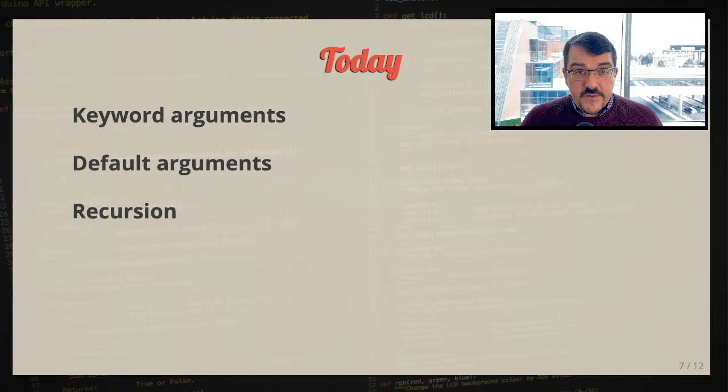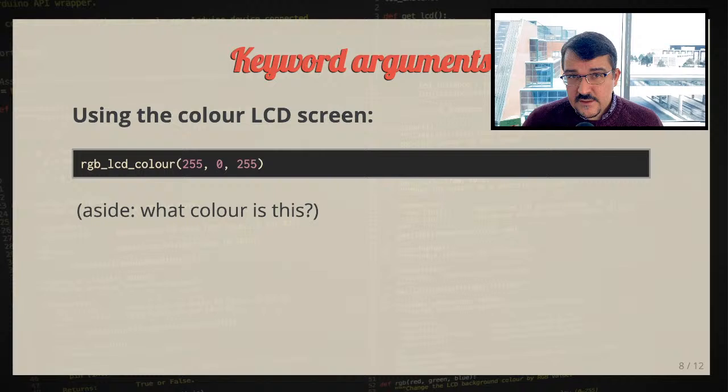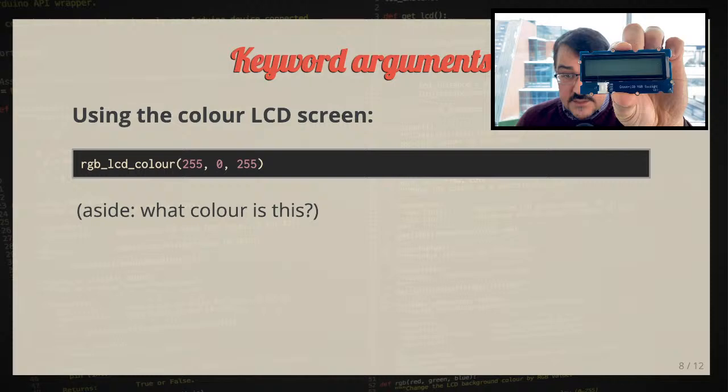All right, so now let's start talking about a couple of new things. The first is going to be keyword arguments. So let me ask you a question. First of all, have you used the RGB LCD color function in the lab yet in order to turn on the backlight of an LCD screen? I think you have, or at least I think you've used that LCD screen, an LCD screen that looks like this. Okay, someone says you'll be doing that today.